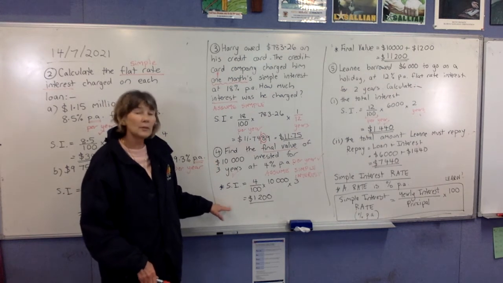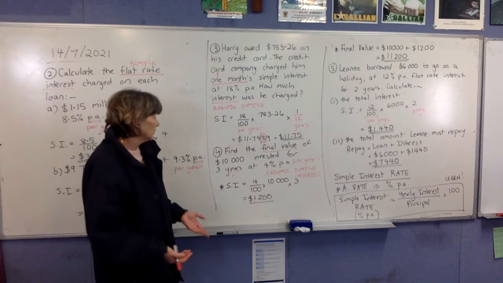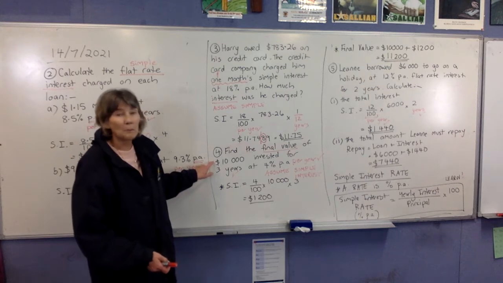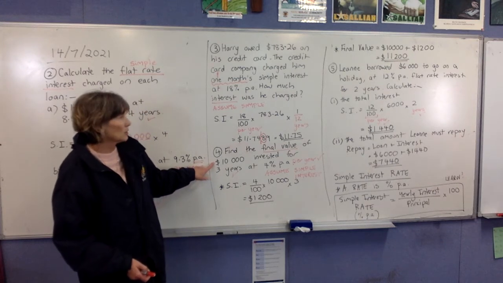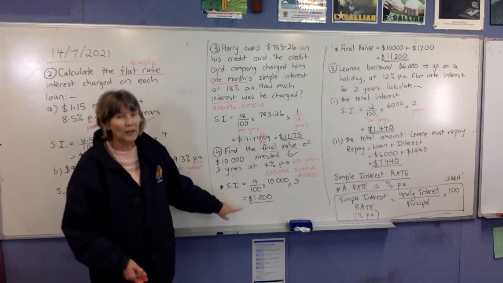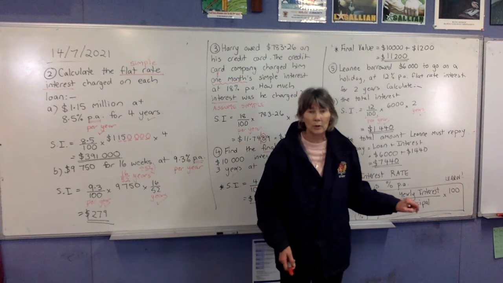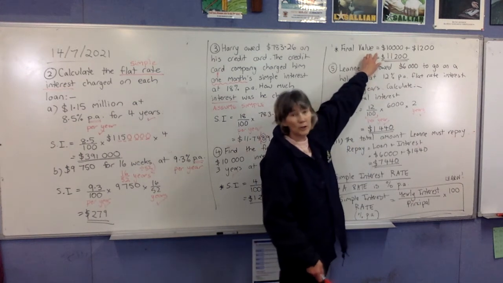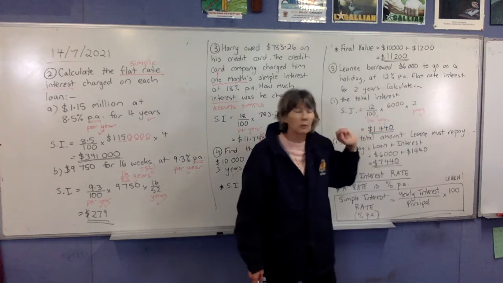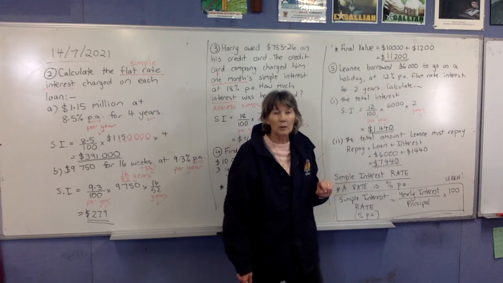So now we're going to find the final value of what would appear in your bank account at the end of that time. To start with, your bank account said it had $10,000 in it, but since then it's earned some interest, so we have to add that on. So your final balance or final value in your bank account will be the original $10,000 plus the interest that you earned, and now your bank account balance will be $11,200.